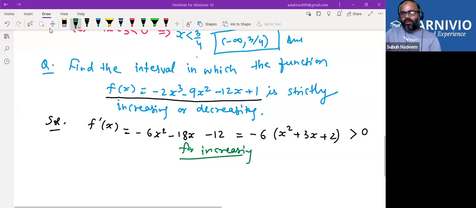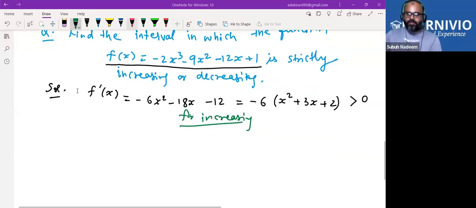Shavaz, you have also joined now. So we are doing the same thing which we were doing in the previous class, increasing and decreasing. Tell the answer. What are you getting? Sir, it is increasing from minus 1 to infinity and minus infinity to minus 2.